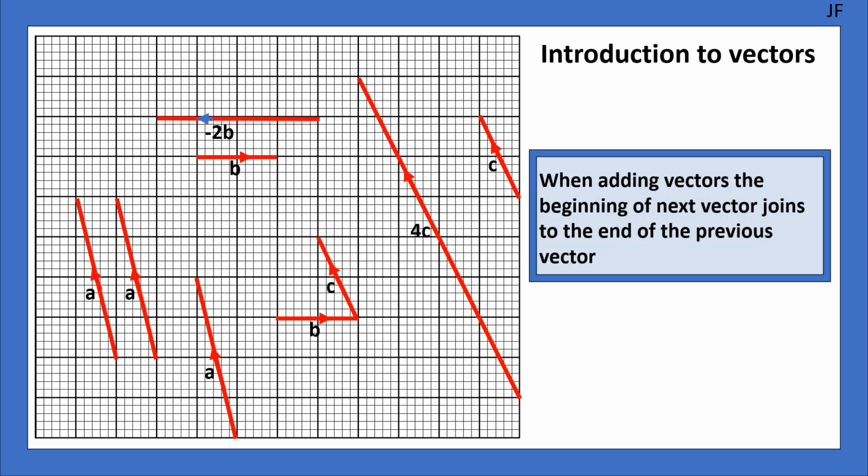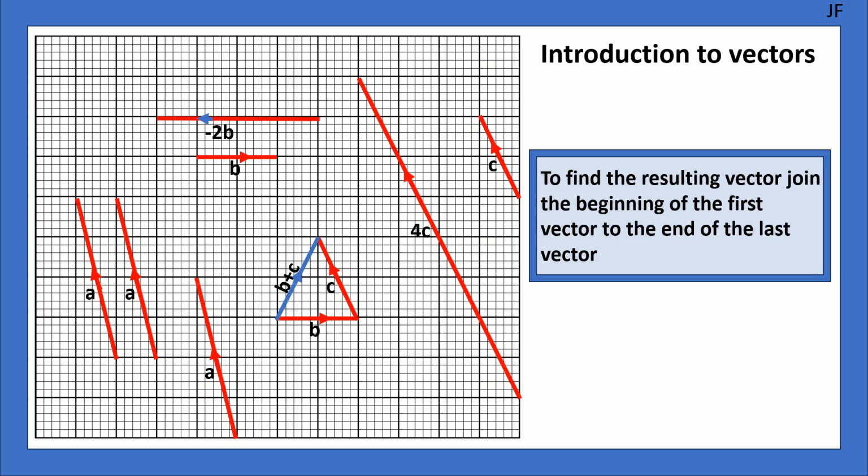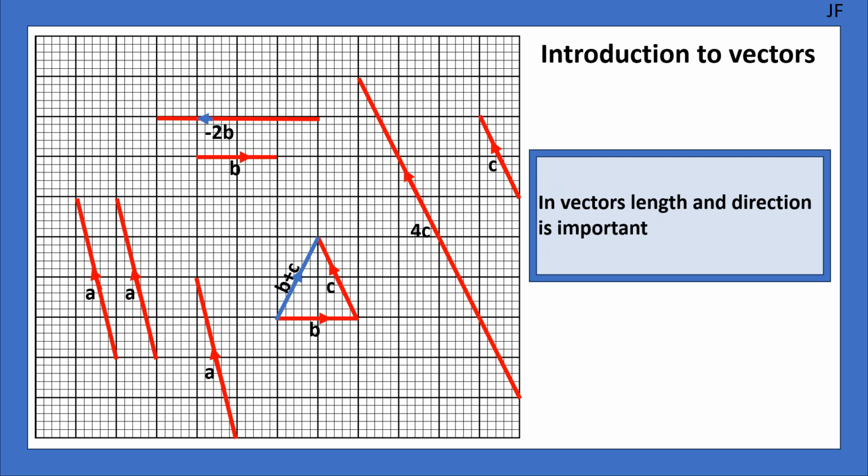When adding vectors, the beginning of the next vector joins to the end of the previous vector. To find the resulting vector, join the beginning of the first vector to the end of the last vector. In vectors, length and direction is very important.